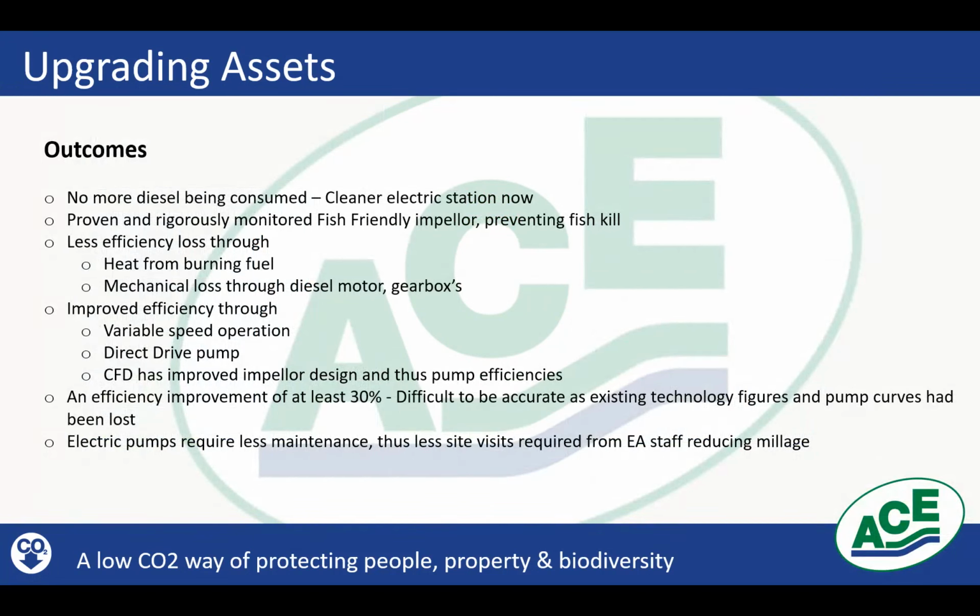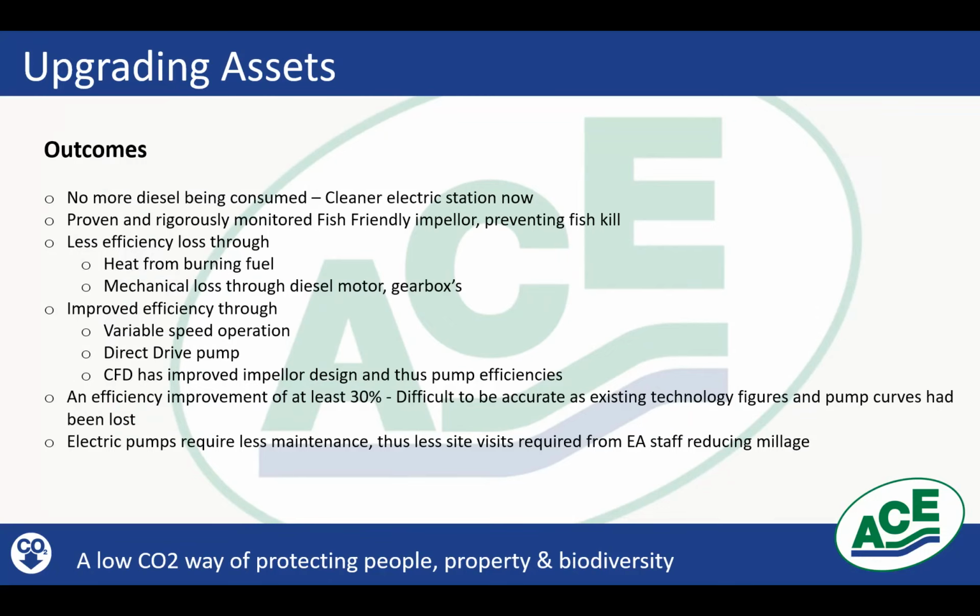So the outcome of upgrading an asset such as Appledore is no more diesel being consumed. We've got a clean electric station now. It's proven and rigorously monitored, with a fish-friendly impeller. So from a fisheries perspective, and also looking at the environment as a whole, it's improved. Less efficiency loss. The system's not getting really hot as you would from an old diesel-operated unit, which is producing lots of heat and getting lots of mechanical loss through the gearboxes and the drive shafts and everything else that's on there.